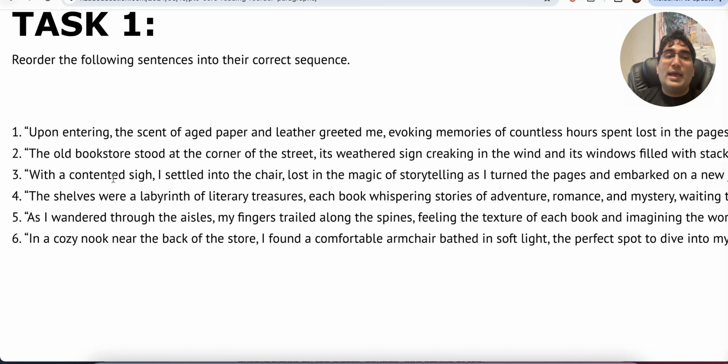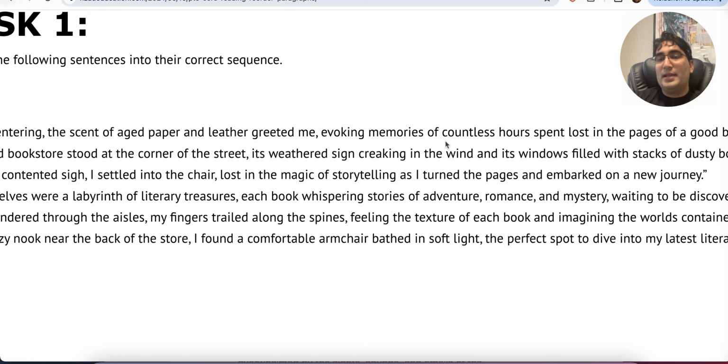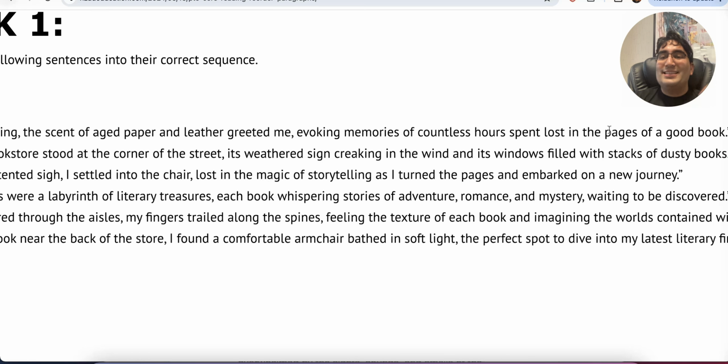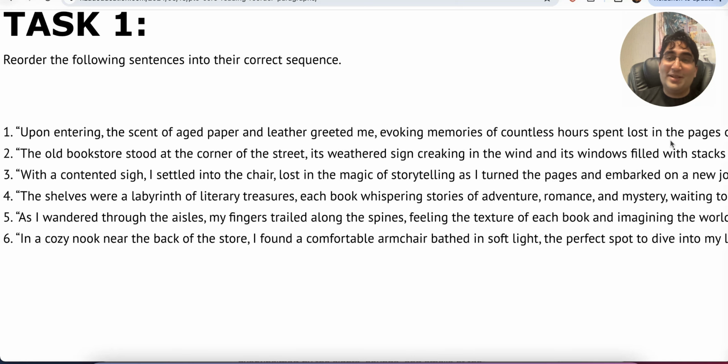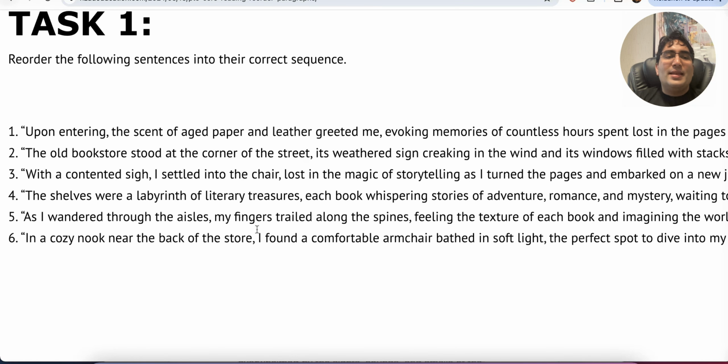Now I'm going to look at the next part. So you entered, you are getting memories of countless hours spent on the pages of a good book. Okay, lots of poetic descriptions here. Now it could be "The shelves were a labyrinth" because now he entered, now he's going to look around, right? So the shelves, he could define that. It could be, well, 3 is going to come after 6, the chair thing. So we're not going to look at 3. It's either the shelves or "As I wandered through." Let's now analyze both because they're very close options.